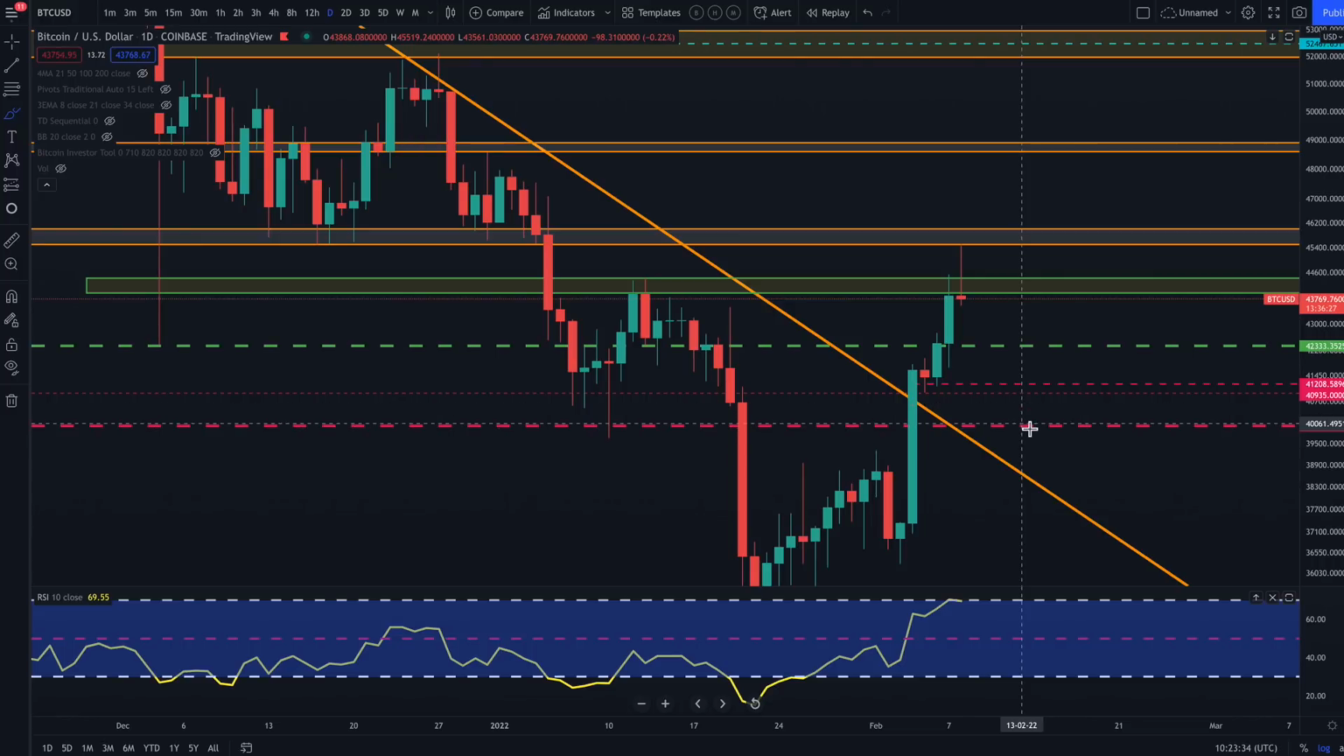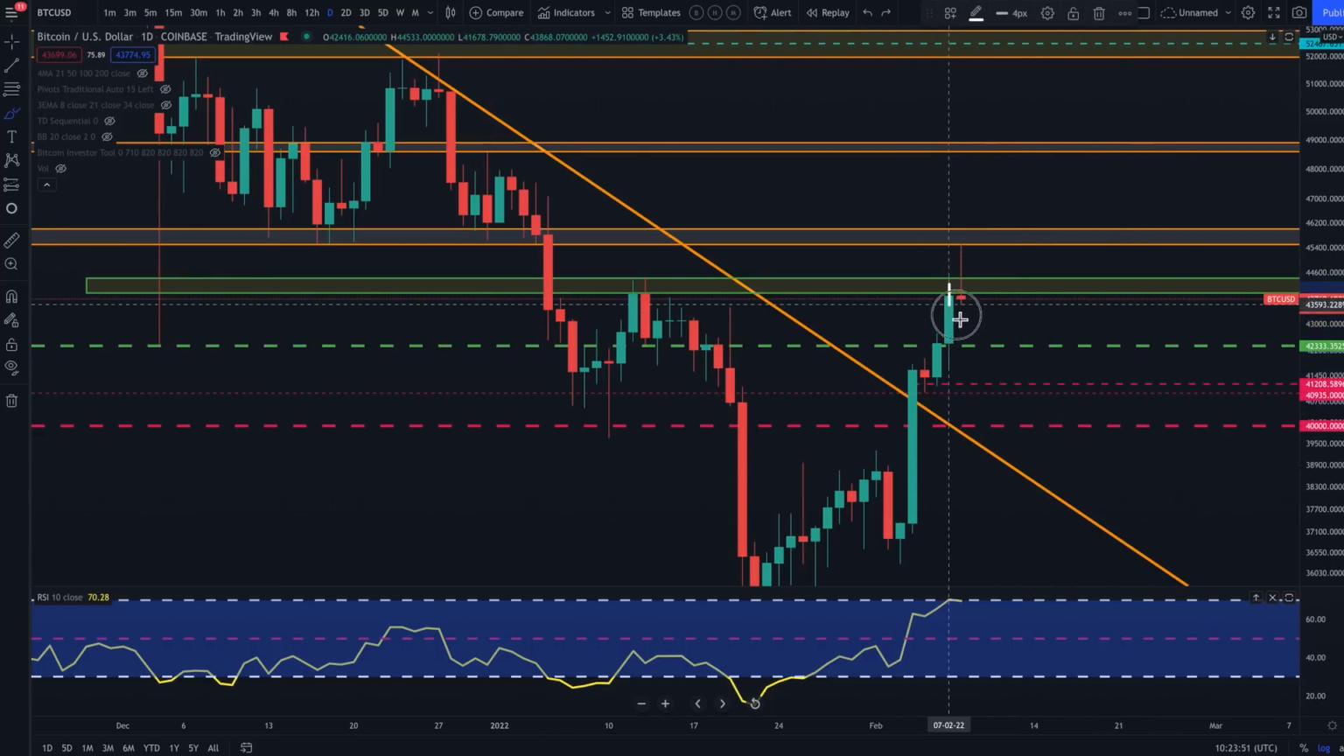And as I've just shown you on the CME futures gap, I've put this dotted line here at the 40,935. So this is definitely very much a possibility of coming to fill that gap around these levels. So we'll just have to wait and see.